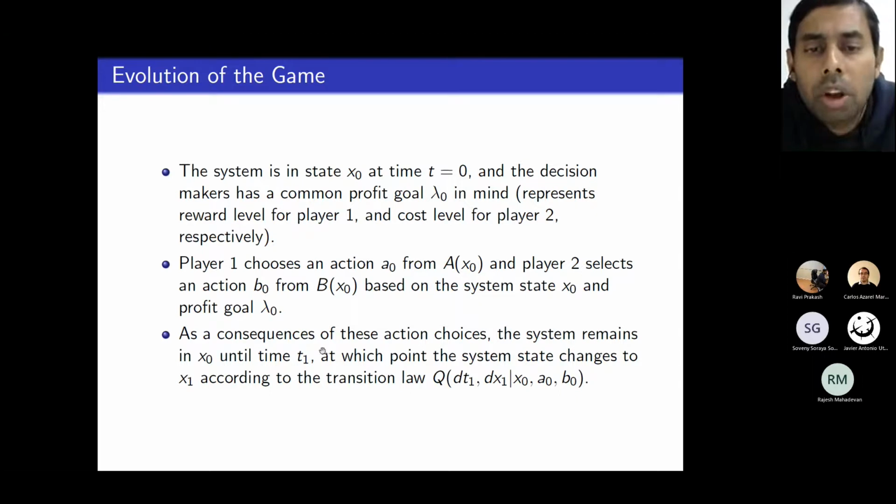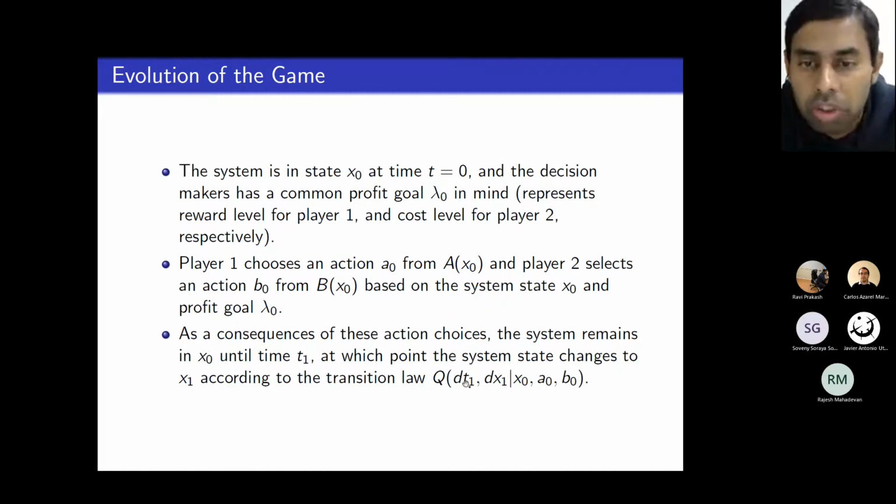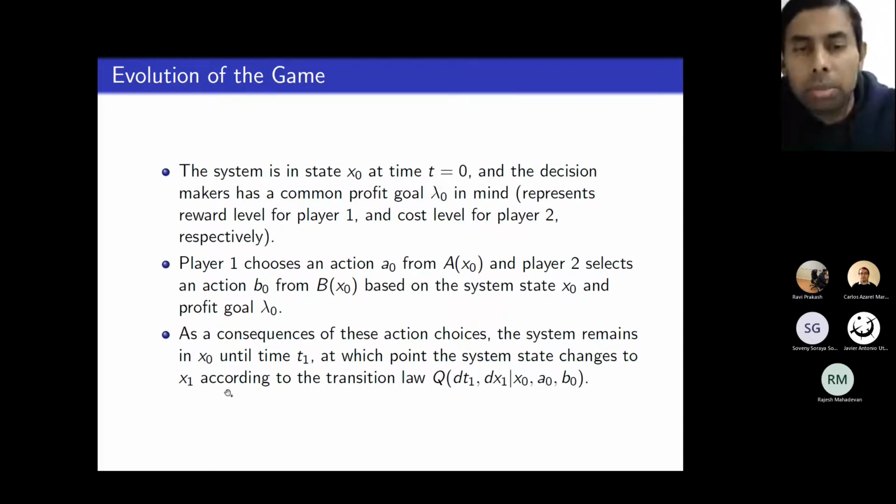As a consequence of these actions, the system remains in x0 until time T1, at which point the system state changes to, say, x1 according to this transition law, which I have already described in the previous slide. So if the actions chosen are a0 and b0, and the initial state was x0, the process will stay at x0 until time T1, and then it will jump to x1. Now, this T1 and x1 are random variables, and their distribution is given by this transition law. Fine.